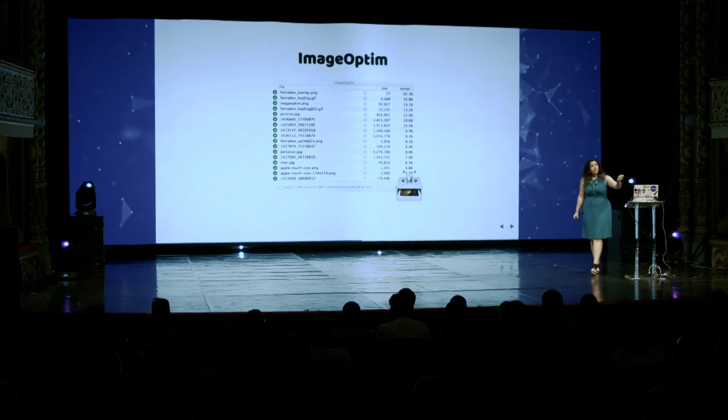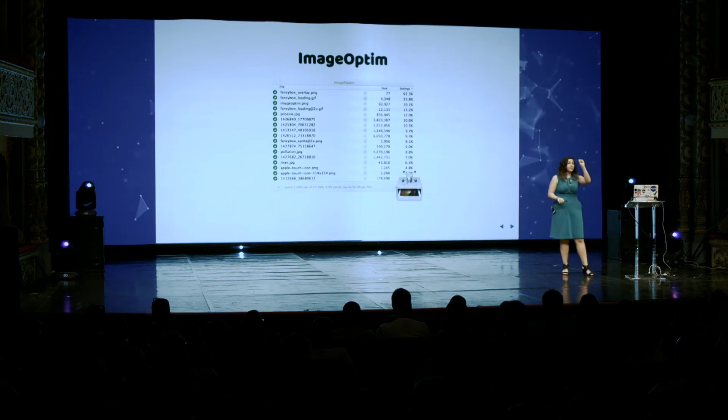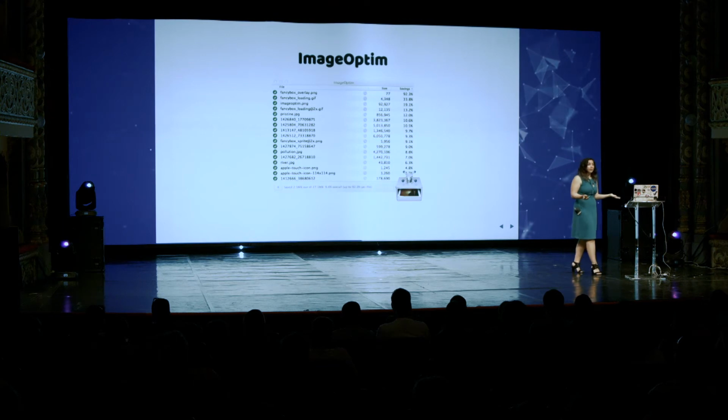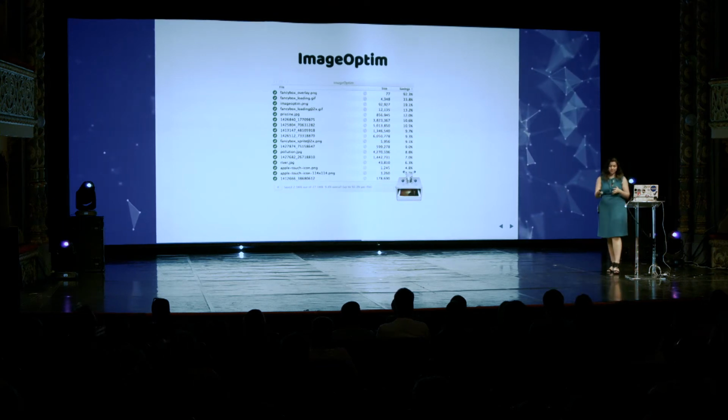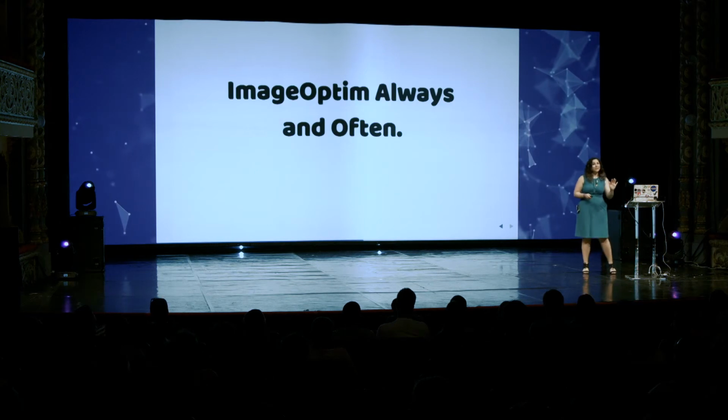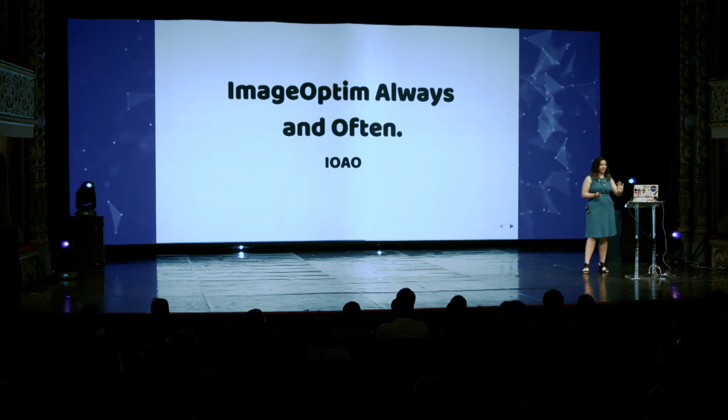You can just drag a folder of your images into it and see the image sizes trickle down. If you can't minify an image anymore, it'll just have an X on it. If you can, it'll minify it to the best of its ability. So I like to say Image Optim always and often, #IOAO.